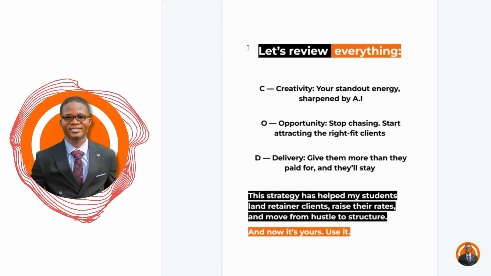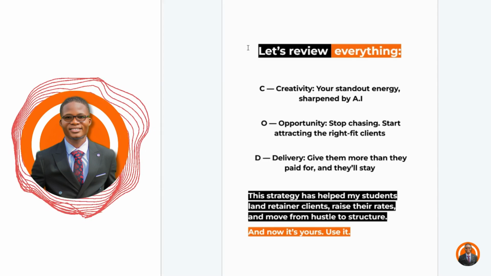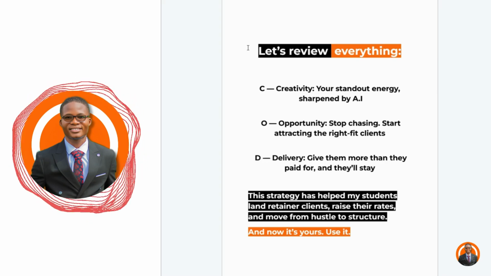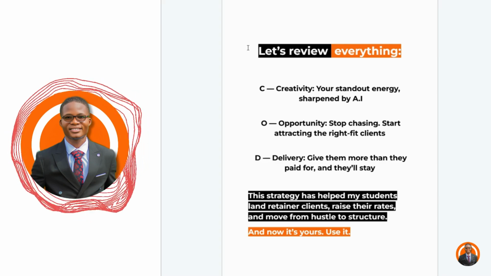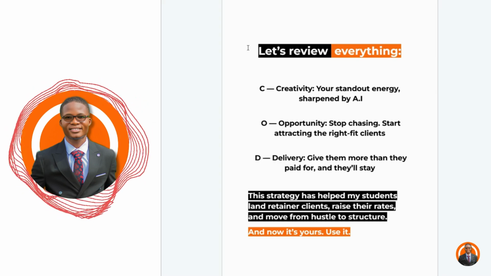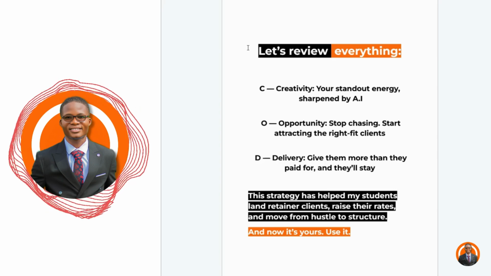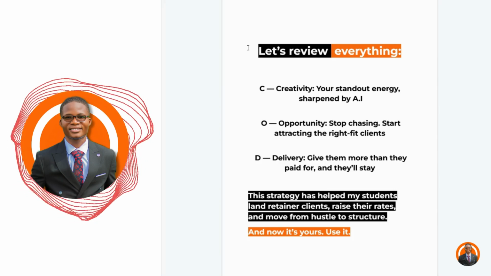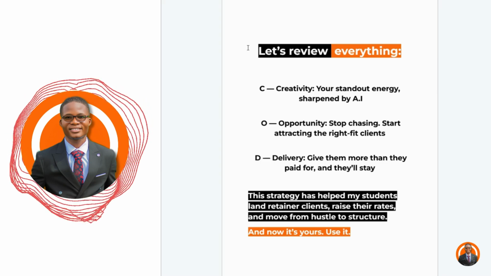Now let's do a recap of everything we've learned so far. Number one is C, creativity, your standout energy that is sharpened by AI. Number two is opportunity. You need to stop chasing, start attracting the right fit of clients. Number three is delivery. Give them more than they are paying for, and they will stay. This strategy, as simple as it is, has helped my students land retainer clients, raise whatever it is that they are charging, and move from hustle to structure.